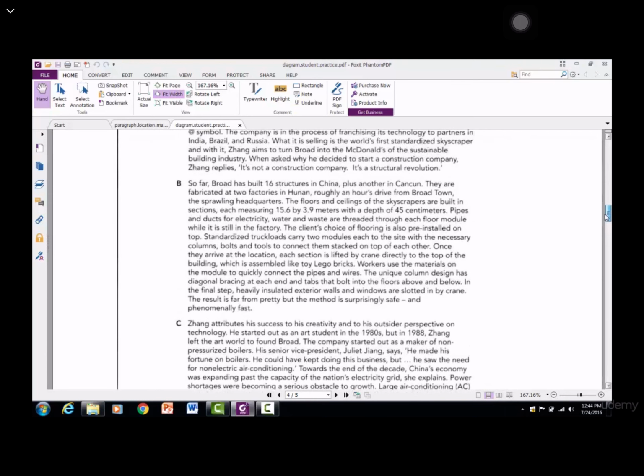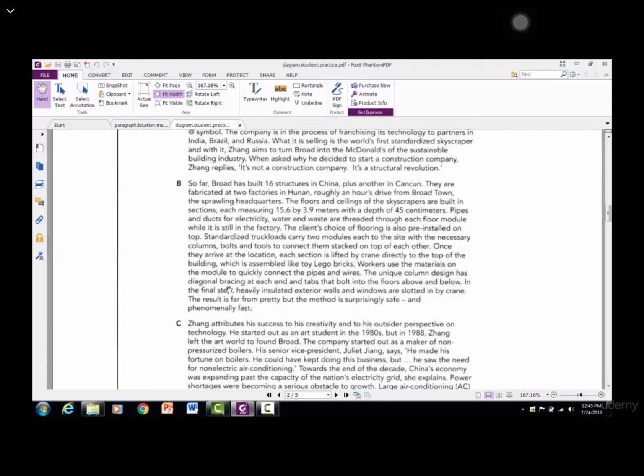And like I said, we're going to assume we're going in order. There's diagonal bracing right there. All right, we see it right there. And you see it's going in order. Here's number 20. Here's number 19 with pipes and ducts. Here's number 20 with client's choice, flooring. And down here's number 21 with diagonal bracing. So you can see, it's as I told you, that this question, the diagram question, for the most part, is going to go in order.